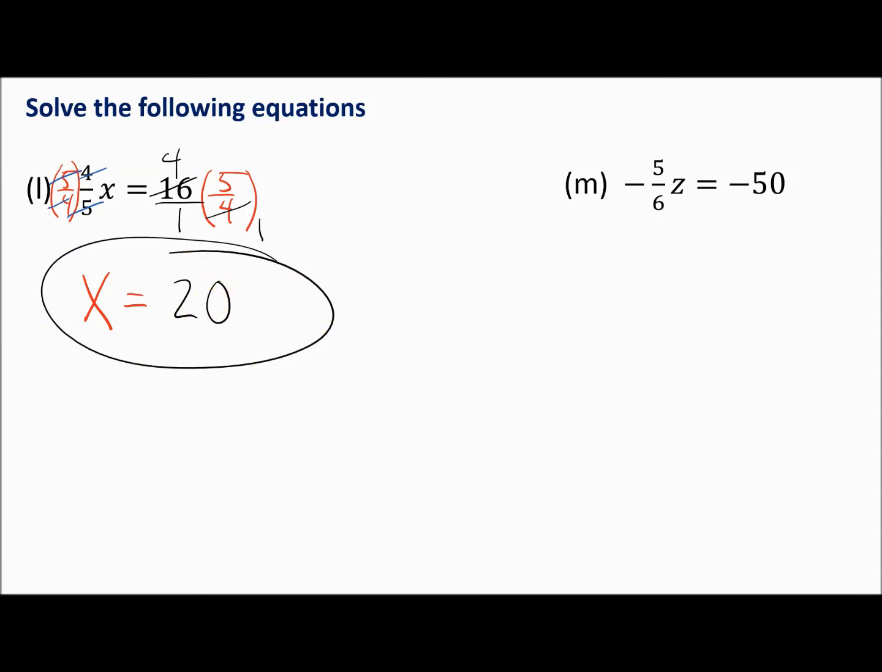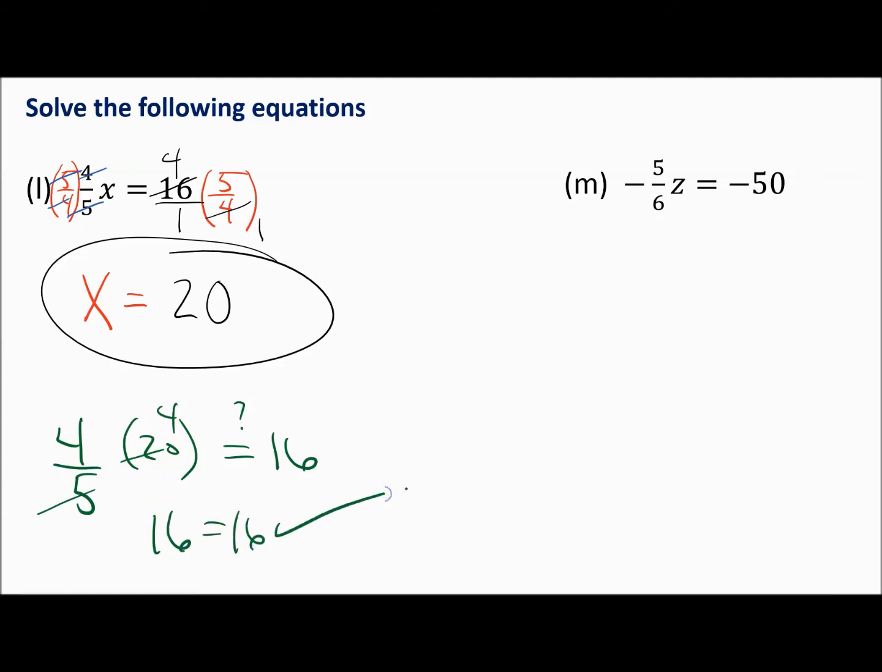To check it, I would say 4/5 times 20. Is that really equal to 16? And it is, because 5 goes into 20 4 times. 4 times 4 is 16, and that equals 16. Yes. Okay. Well, what happens when the fraction is negative?